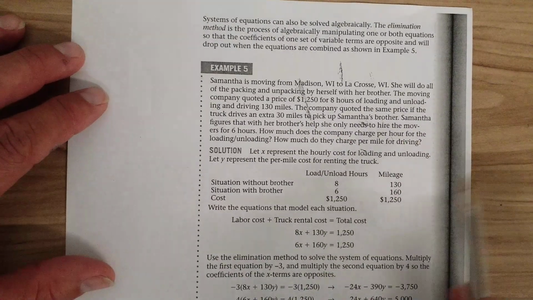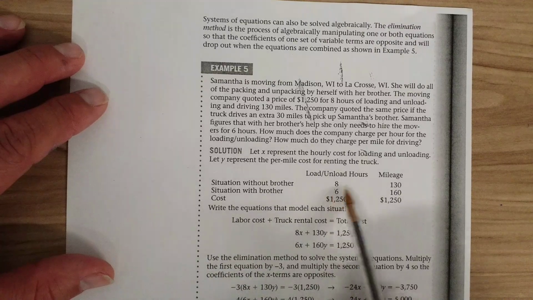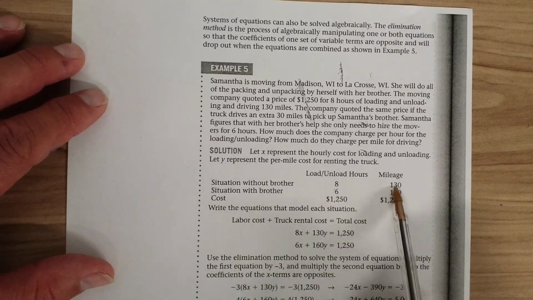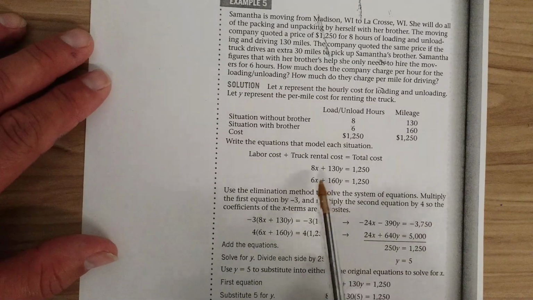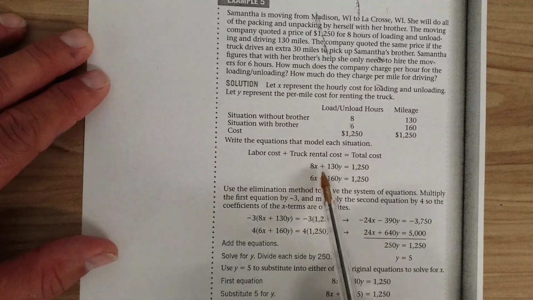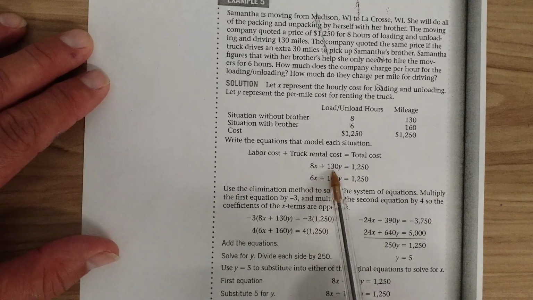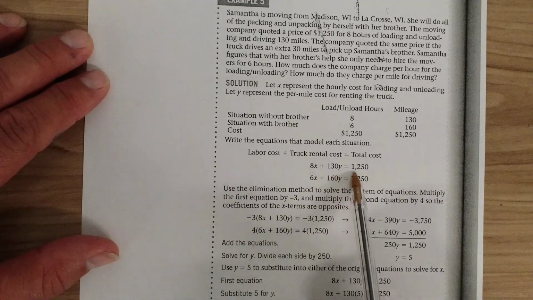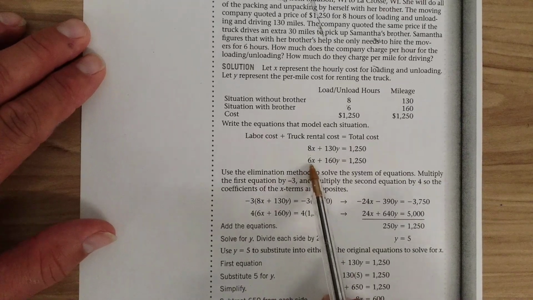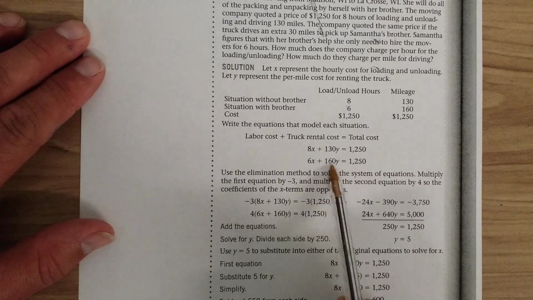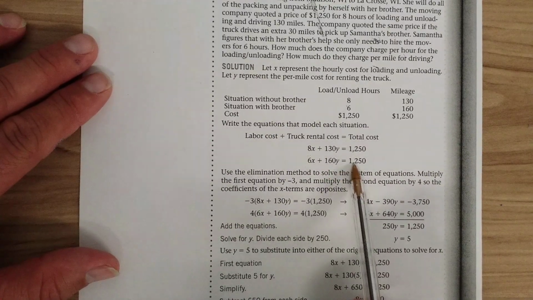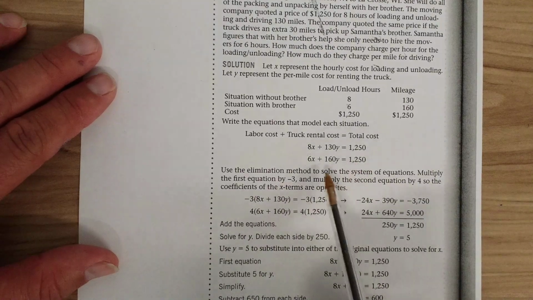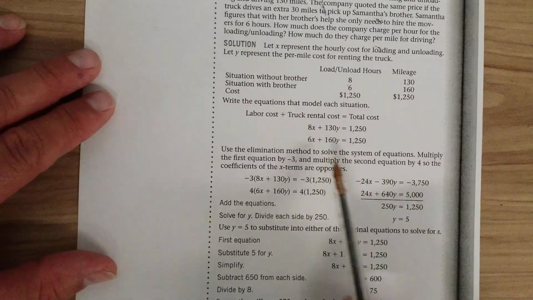So we can write 2 equations. So 8 hours plus the 130 miles would equal $1,250. So here's the labor cost plus the truck rental cost, 130 miles times the cost for the rental per mile, equals that. And there's the other situation, 6 hours of loading and unloading, 160 miles because we're driving 30 extra miles for the same price. So I can use elimination here again.